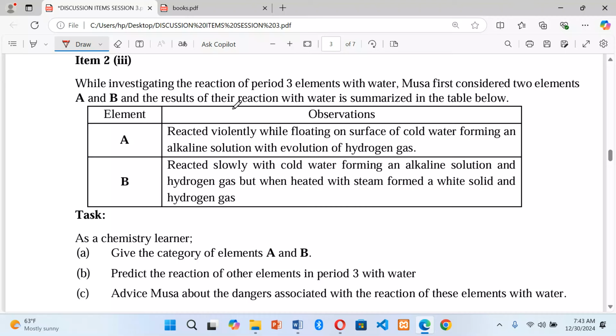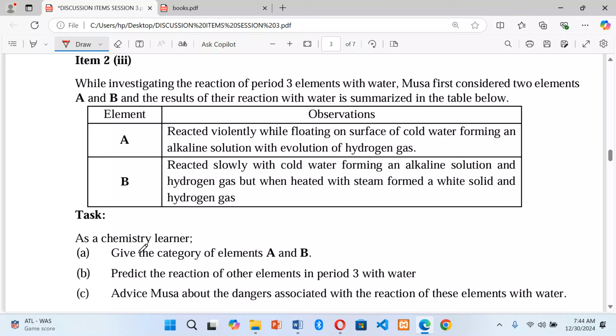While investigating the reaction of period 3 elements with water, Musa first considered 2 elements, A and B, and the results of their reaction with water is summarized in the table below. We have a column for element and a column for observations. Element A reacted vigorously while floating on surface of cold water, forming an alkaline solution with evolution of hydrogen gas. Element B reacted slowly with cold water, forming an alkaline solution and hydrogen gas, but when heated with steam, formed a white solid and hydrogen gas.